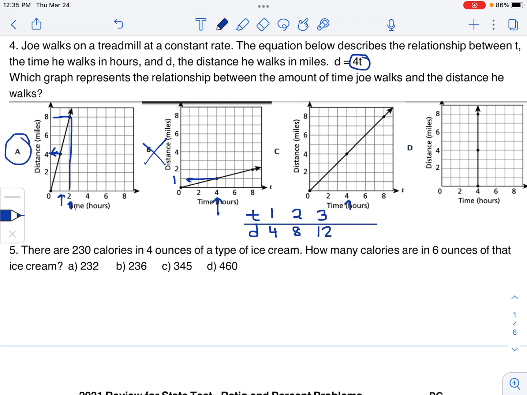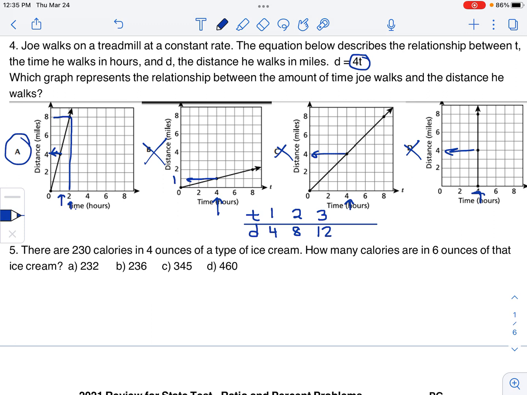When he's walked 4 hours here, he's only walked 4 miles. No good as well. When he's walked 4 hours, he's walked 4 miles, also no good. So option A.